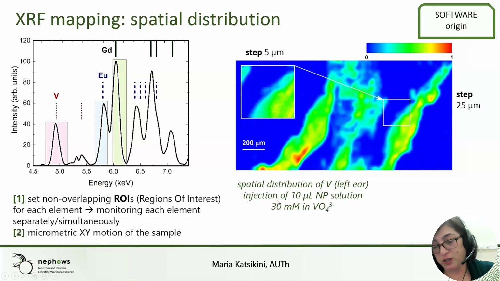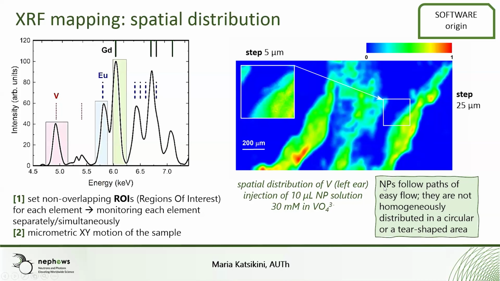The injection here was done with a high concentration of gadolinium europium vanadate nanoparticles. The big map was recorded with a step of 25 microns, whereas a small, more detailed map of this region shown in the inset was recorded with a step of 5 microns. We observe here that the nanoparticles follow paths of easy flow, and they are not homogeneously distributed in, let's say, a circular or tear-shaped area.